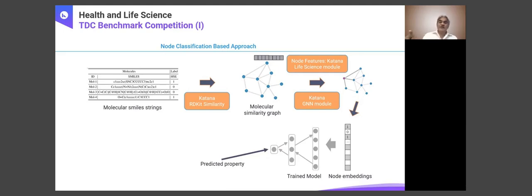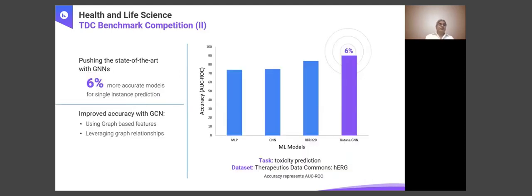And the node features come from the Katana Life Science module. So what we do with this labeled graph is that we use a GNN in order to create vector space representations for each of the nodes. So we embed each of the nodes in some high dimensional space. And then given a new molecule, we basically use these learned embeddings in order to do the prediction. And we were able to improve the leaderboard by about 6% with just about 2 weeks of effort.